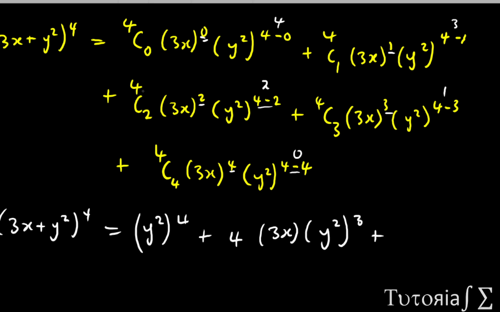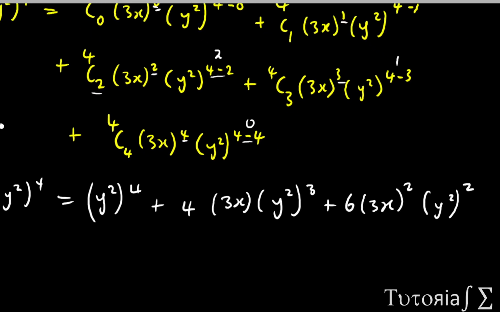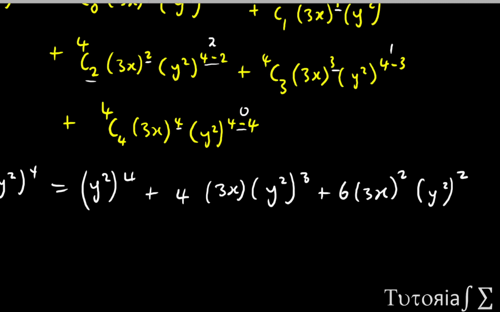And we continue, 4 choose 2, that will give you 6. Then we have 3x to the power 2, which is this. Then y squared to the power 2 as well. Okay, you can see that. So now that is that.